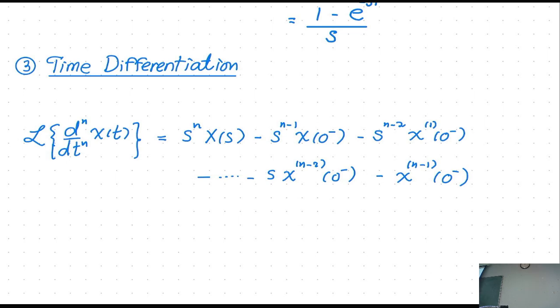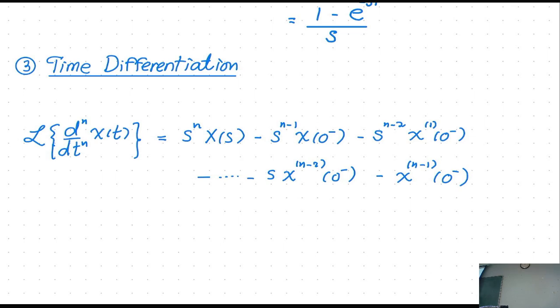Now, what are these notations? The first notation is here, x at time 0 negative. What does it mean? It means the value of x just before time 0. For example, if x is delta, then this is going to be 0, because delta starts at time 0, but this is just before time 0. So if x is delta, this term is going to be 0.